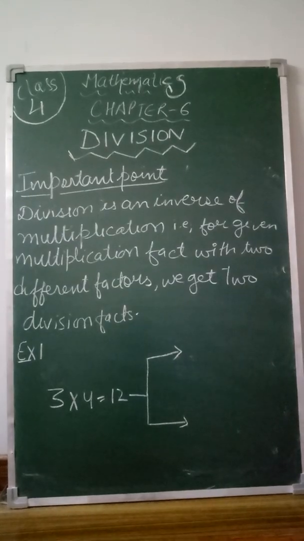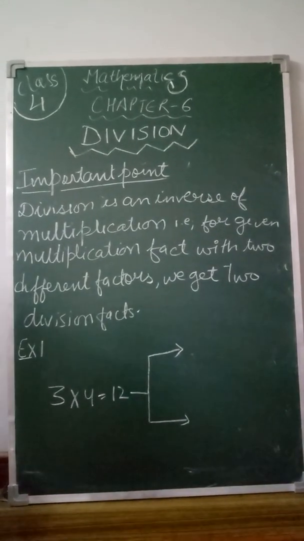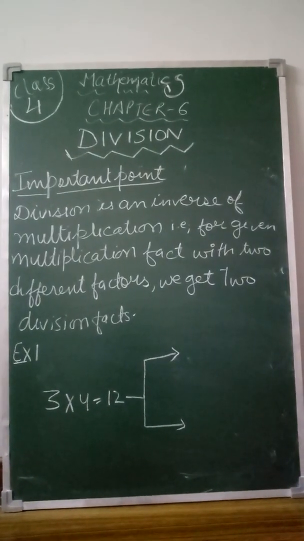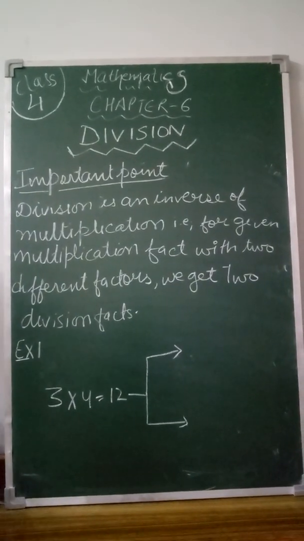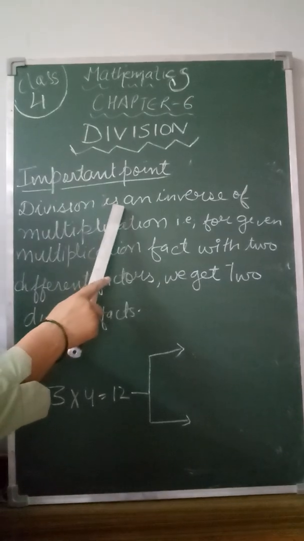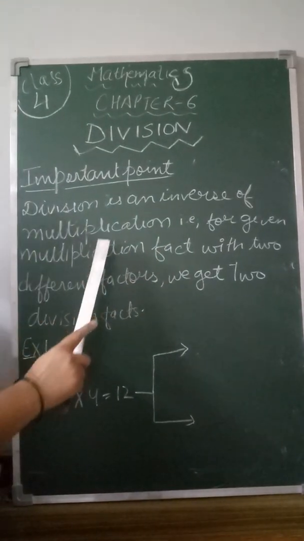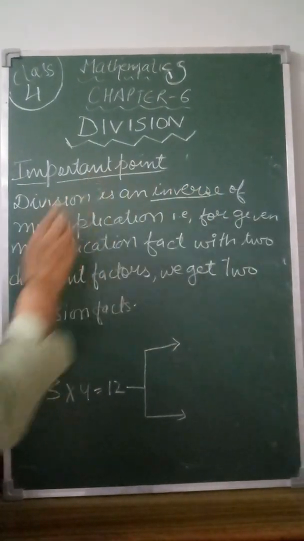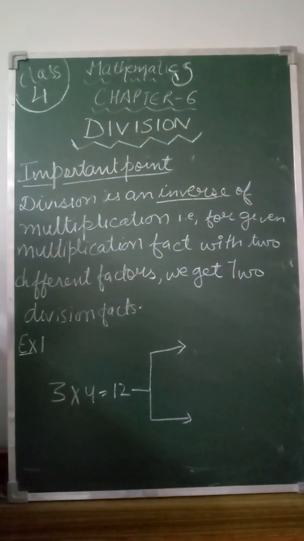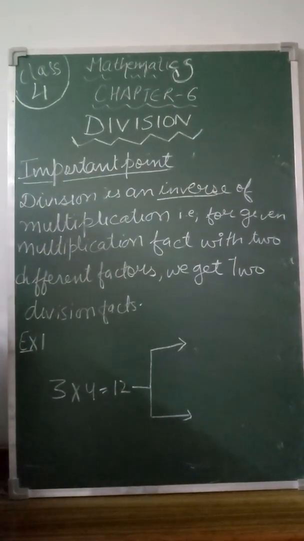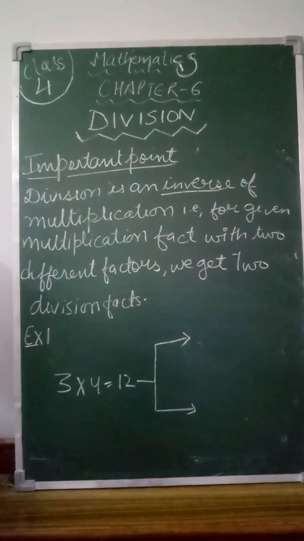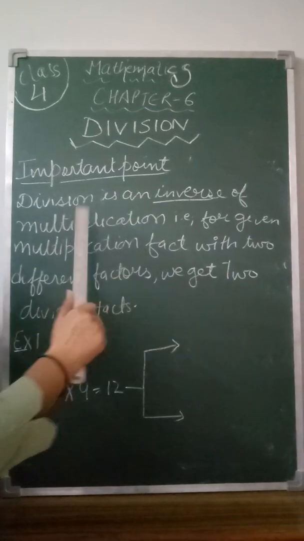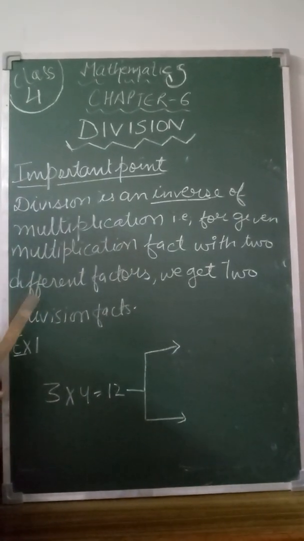Now student, there is another important point. Division, multiplication and subtraction are all related to each other. Division is the inverse of multiplication. Inverse means the opposite of multiplication, right? Multiplication, subtraction and division are all interconnected. That is why division is the inverse process of multiplication.